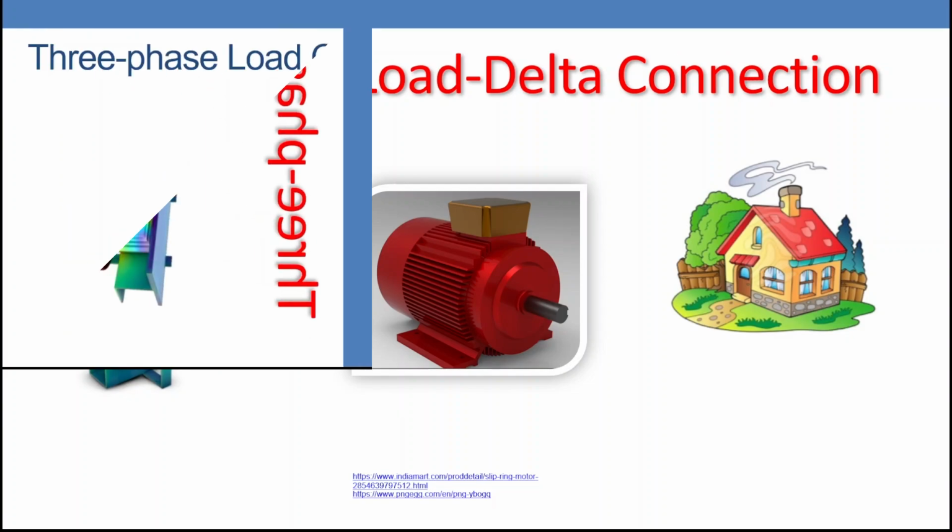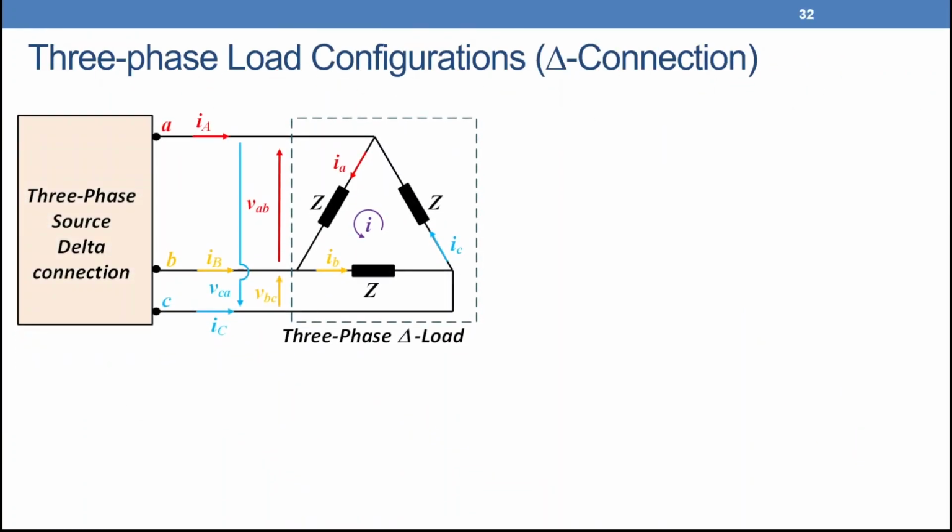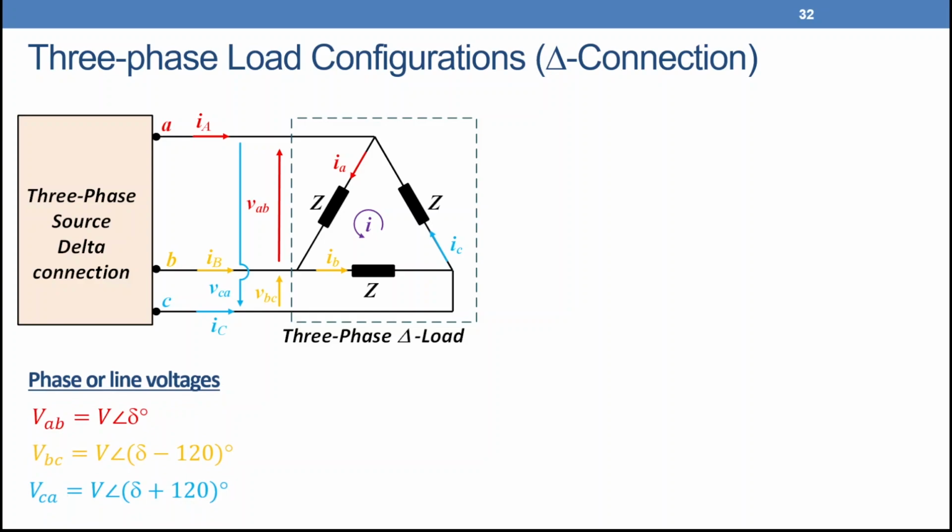Let's start. So we have delta connection as you can see here. So I presume now that the source is delta as well. So we have the voltage applied to the load VAB, the phase voltage equal to line voltage in this case. So phase or line voltages are VAB equals V angle delta, any angle. VBC will be V angle delta minus 120. VCA will be V angle delta plus 120.